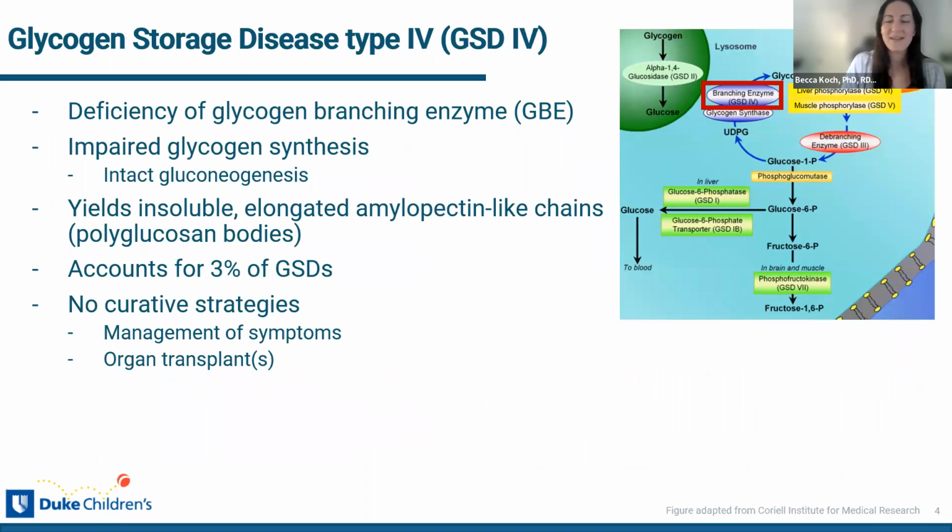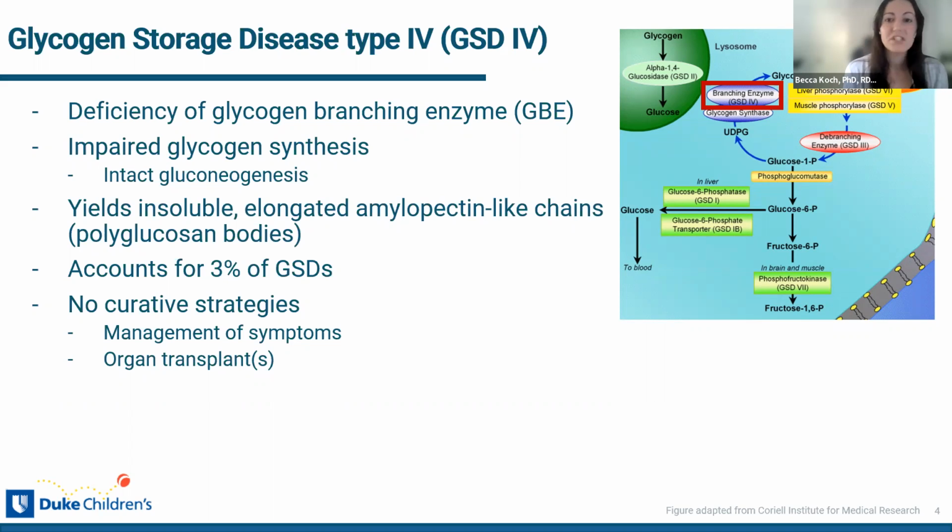So just to back up and have a bit of a background, GSD type 4 is caused by the deficiency of glycogen branching enzyme. You'll hear me refer to this as its acronym GBE. The deficiency of this enzyme causes impaired glycogen synthesis, meaning the creation of glycogen is impaired, but the enzymes involved in gluconeogenesis, meaning the synthesis of new glucose from non-carbohydrate precursors, is still intact.